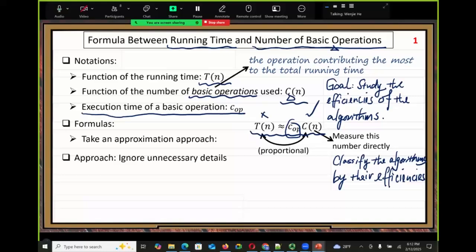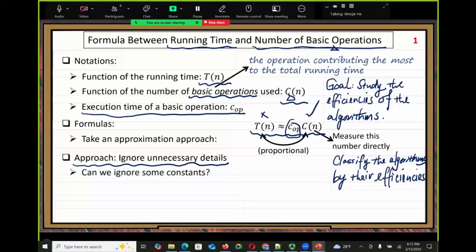In order to do good classification, we need to do approximation. In the approach we take, we ignore unnecessary details, because the impact of some details is very small, very little. So we can ignore them. In that way, we try to put the algorithms into different groups, different categories.